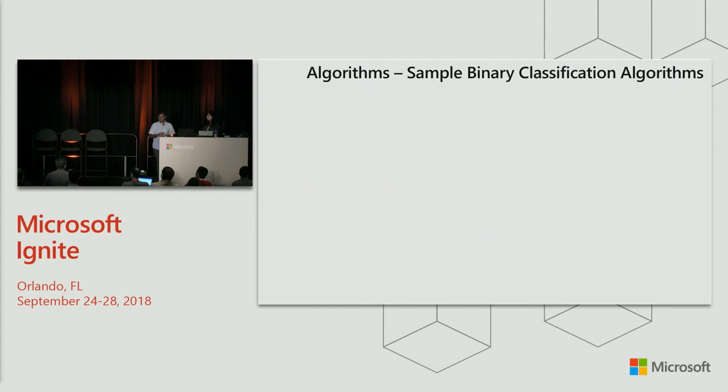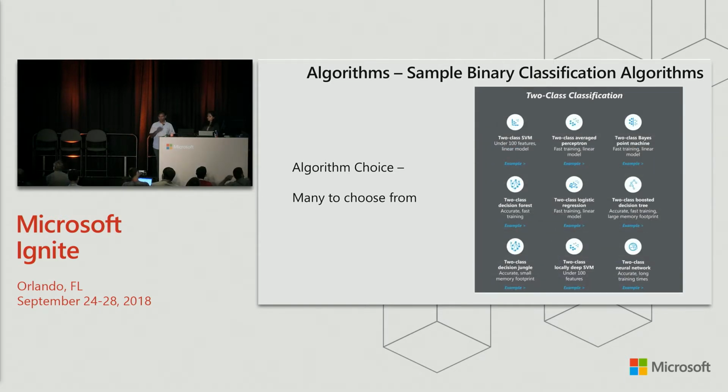Let's take a sample, just binary classification algorithms, right? So you have many choices of what these algorithms are. Some subset is shown here. There is SVM, support vector machine, decision trees, decision forests. Typically, data scientists start with one of these algorithms and then iterate through many different ones.